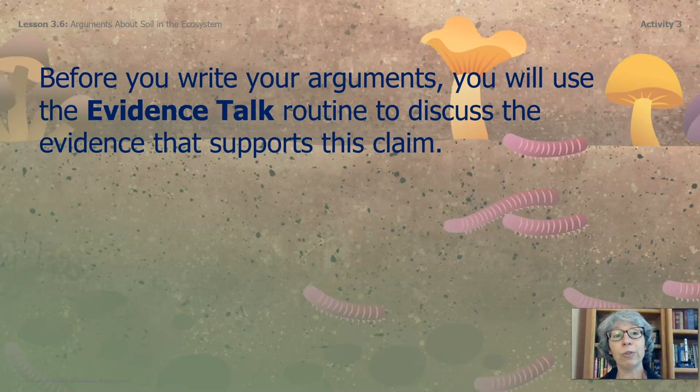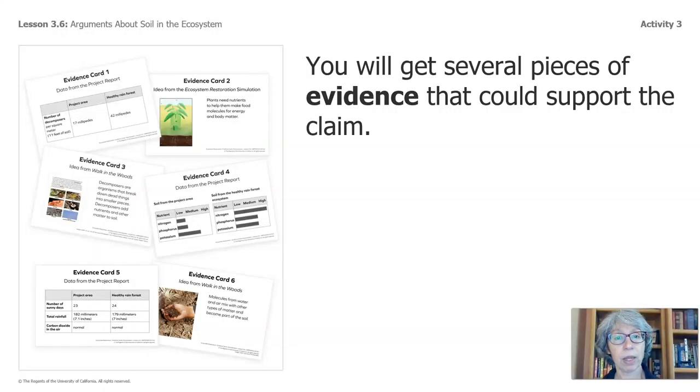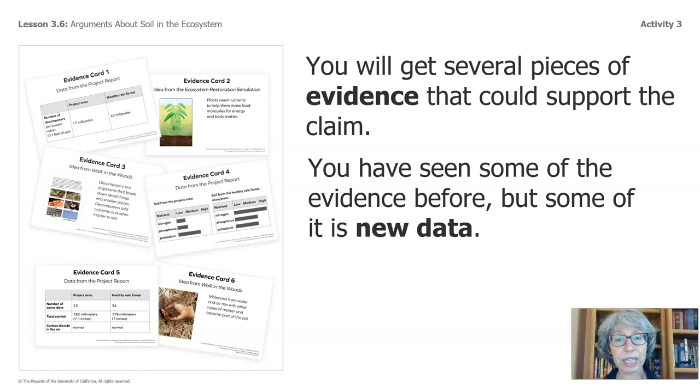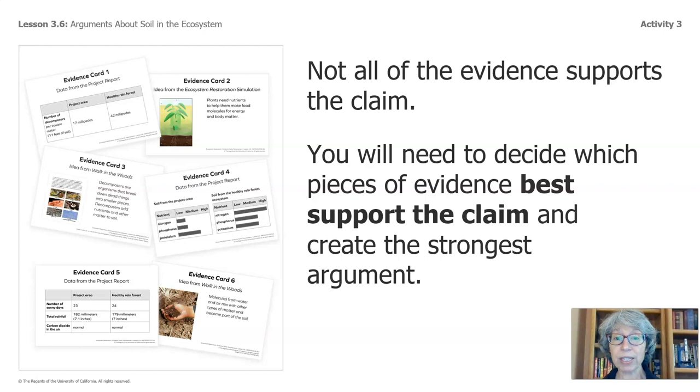Before you write your arguments, you'll use the evidence talk routine to discuss the evidence that supports the claim. And the claim is that cecropia trees aren't growing and thriving because there aren't enough decomposers in the soil. You'll get several pieces of evidence that could support the claim. You have seen some of the evidence before, but some of it is new data. Now, not all of the evidence supports the claim, so you're going to have to do some careful reading here. You'll need to decide which pieces of evidence best support the claim and create the strongest argument.